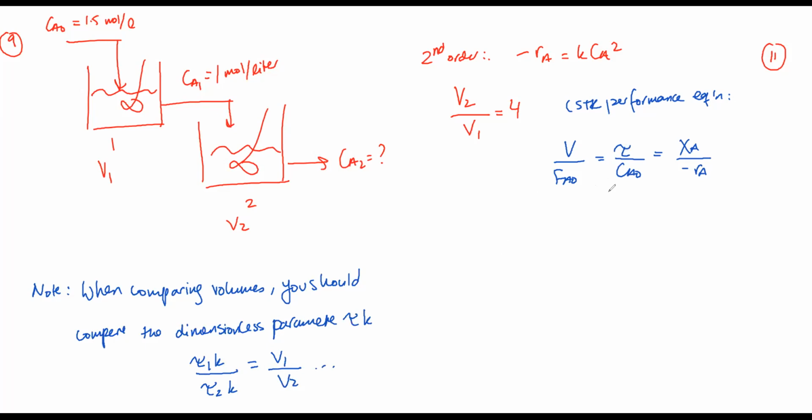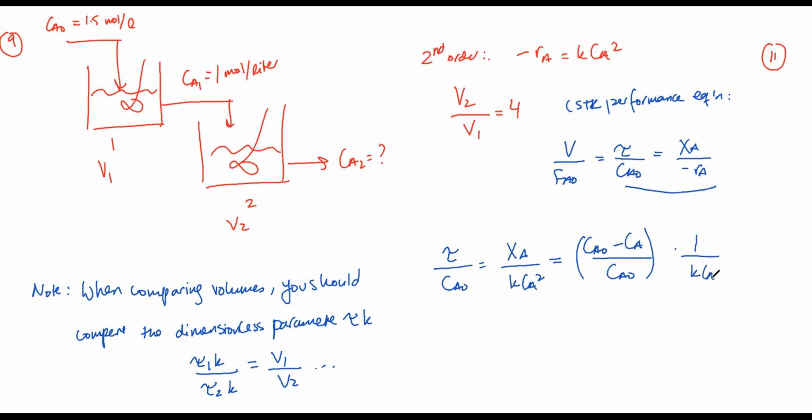So I'm going to use this expression right here, and let's rewrite it. I have tau divided by CA note equal to XA over minus RA, which is K CA squared. I'm going to rewrite XA in terms of its definition. If you recall, XA is equal to CA note minus CA, divided by CA note. This is the definition of XA, multiplied by 1 over K CA squared.